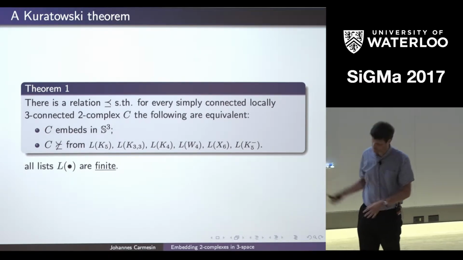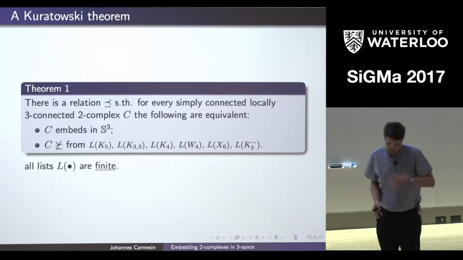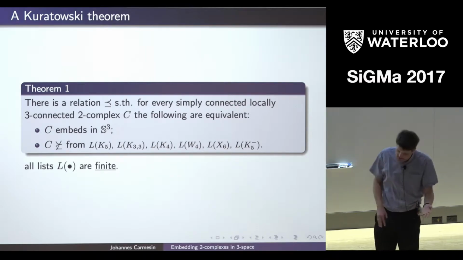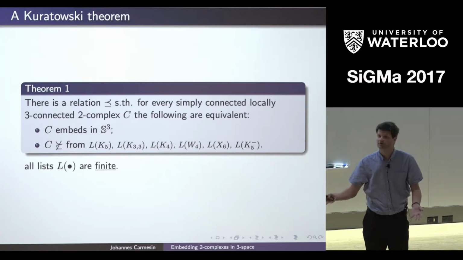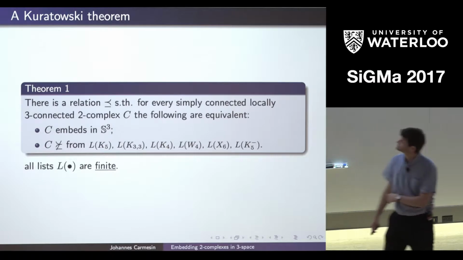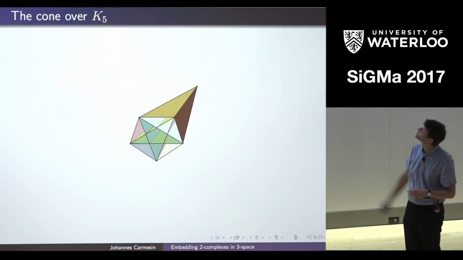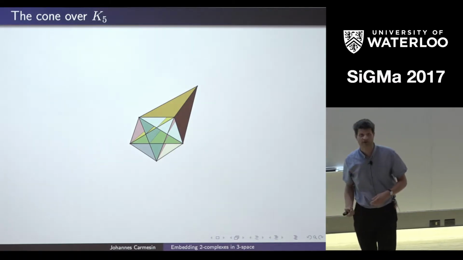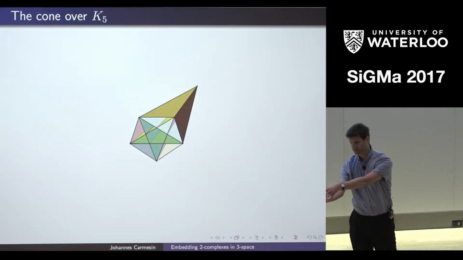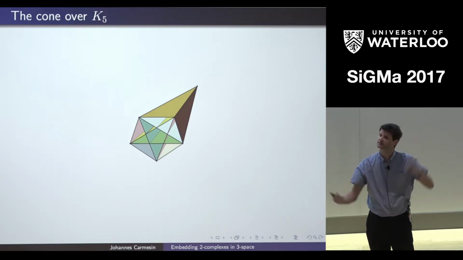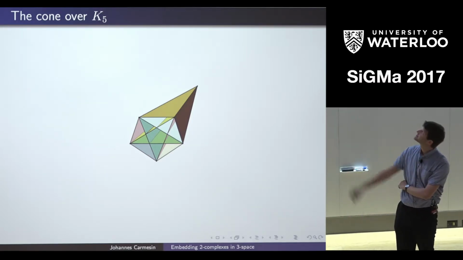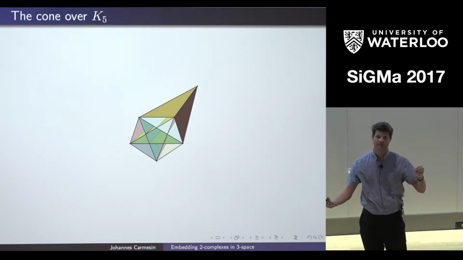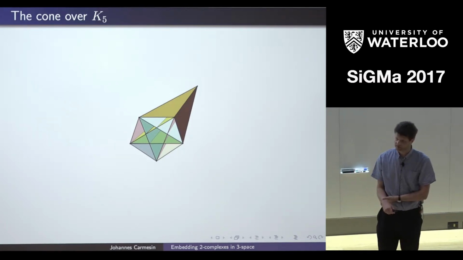Right, so like Kuratowski's theorem, a 2-complex is embeddable under these conditions if and only if it doesn't have one of finitely many excluded minors. And one of the excluded minors appearing in that list is the cone over K5. So you start with K5, and then you take the cone over K5. And similarly, as K5 is not embeddable in the plane, the cone over K5 cannot be embedded in three-dimensional space.